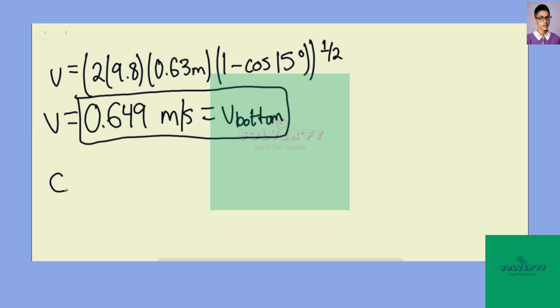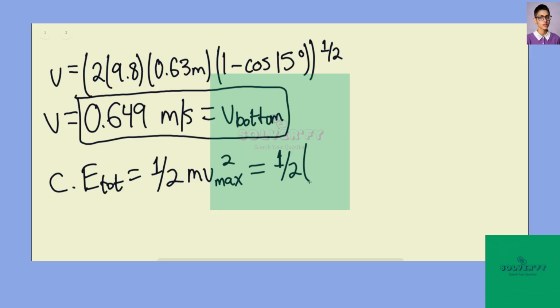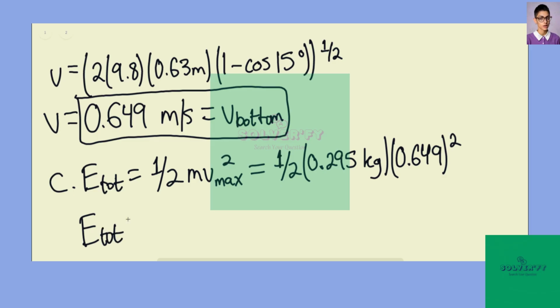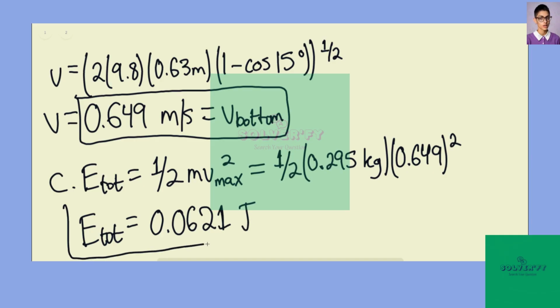And lastly, we have to find the total amount of energy. The total amount of energy can simply be equal to 1/2 m v max squared. And so this is simply going to be equal to 1/2 times the mass of 0.295 kilograms, and then this will be multiplied by 0.649 squared. And we find that the total amount of energy associated with the system is going to be equal to 0.0621 joules. So this would be our final answer for part C.